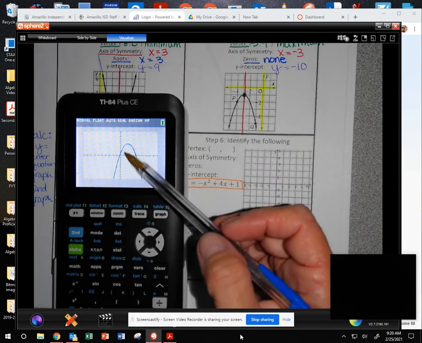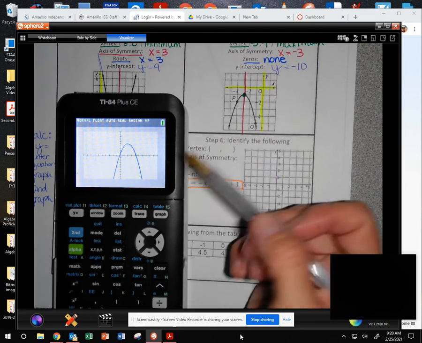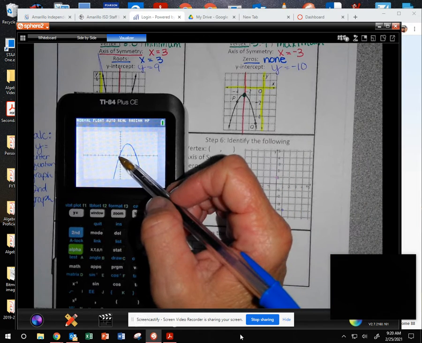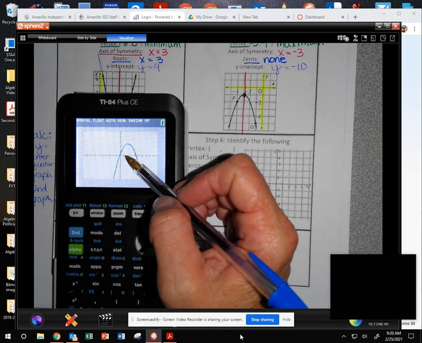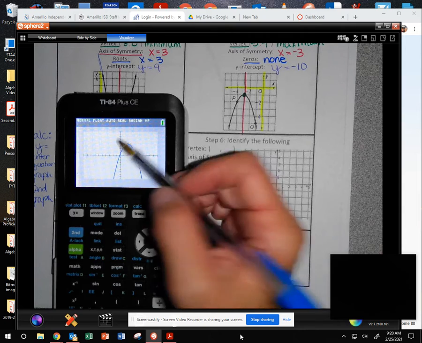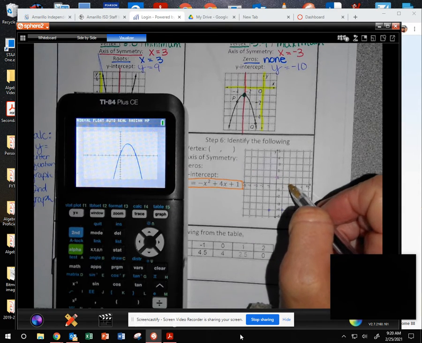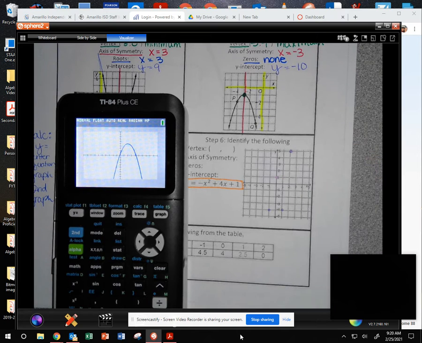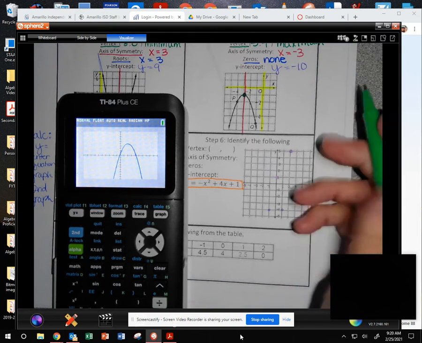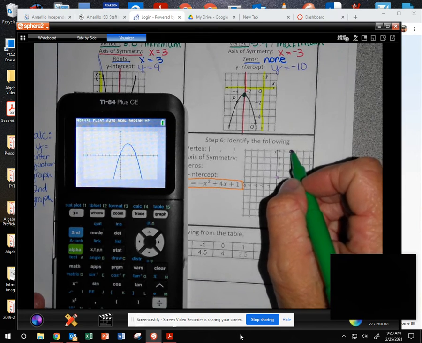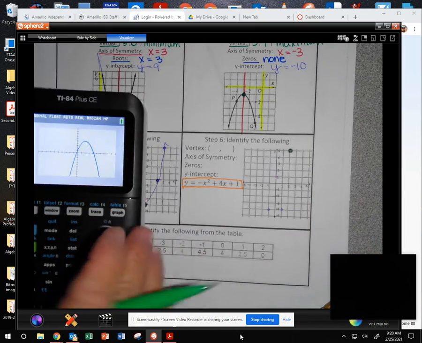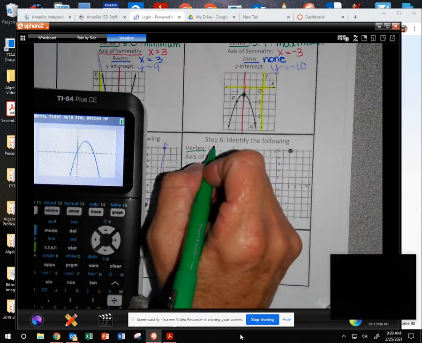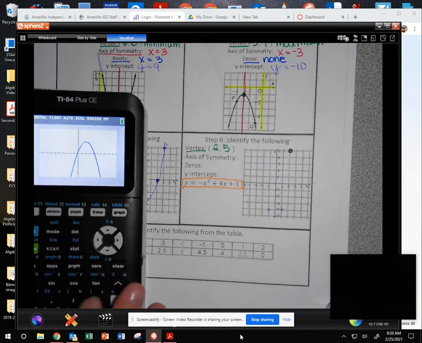We can find our maximum point. So looks like it goes over 2 and up 1, 2, 3, 4, 5. So we're going to go over 2 and up 5. So what is this point right here? This is going to be my vertex. This is going to be my maximum point at 2, 5.